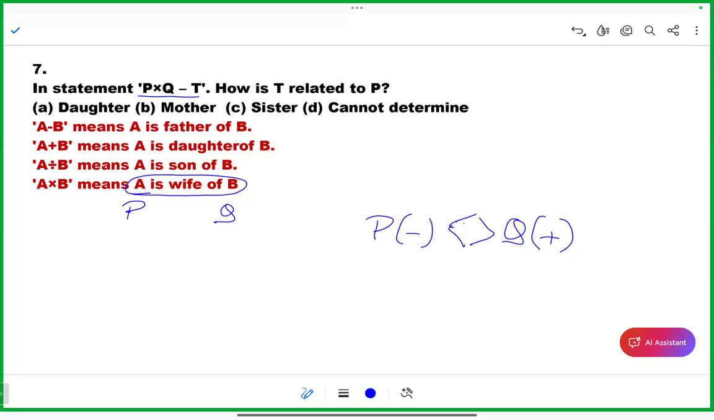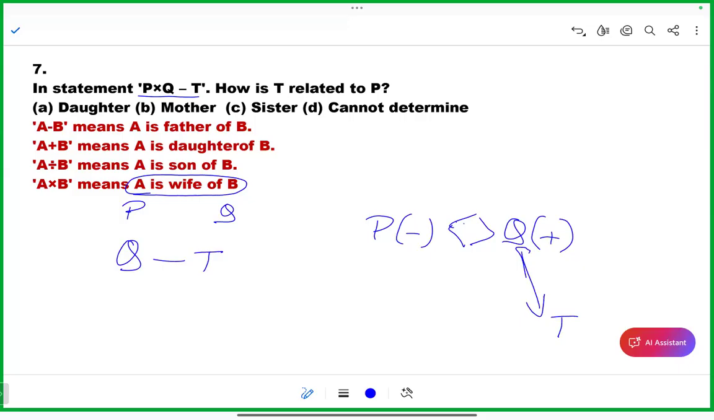Okay, so P minus Q, sorry, P is the wife of Q. So Q is the husband. We've not gone to the next. So Q minus T. What is the meaning of Q minus T? Q is the father of T. Okay, Q is the father of T. This is the relation, correct?